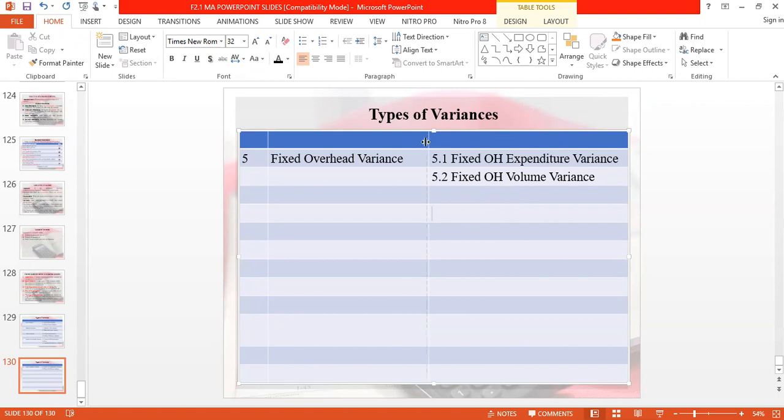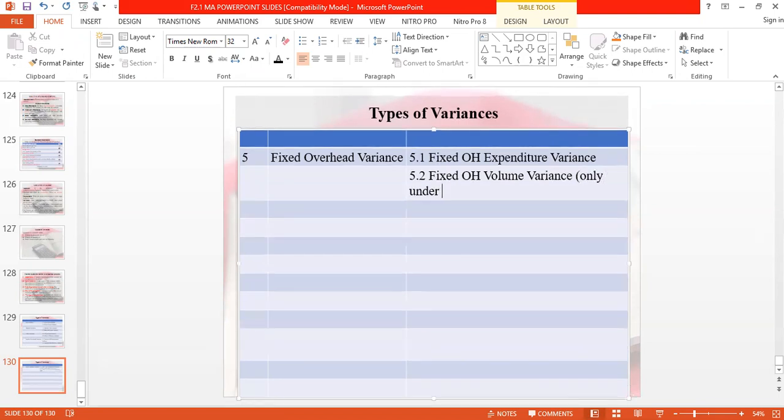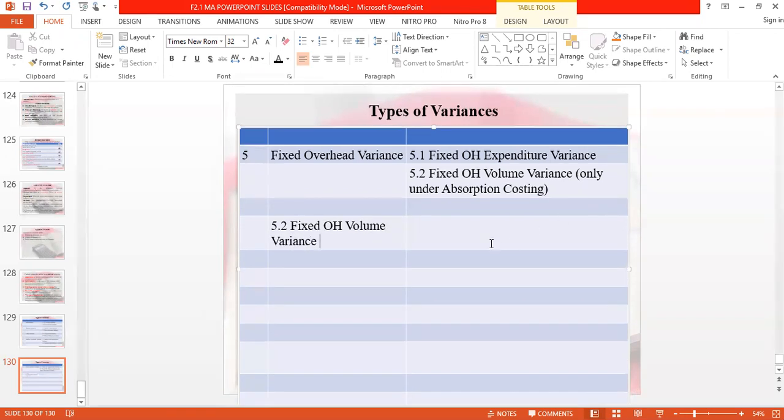So this volume variance is only under absorption costing. Only under absorption costing. So next, 5.2. Look at these. These are subdivisions of that. What is 5.2? Fixed overhead volume variance is subdivided into 2.